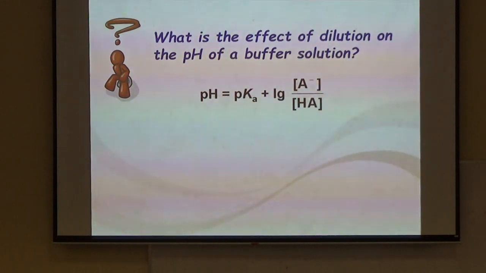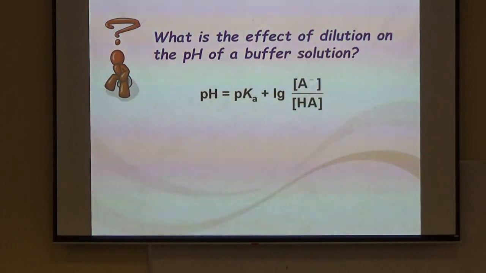Okay. Now, I think this question is on page 20 of the notes. What is the effect of dilution on the pH of a buffer solution? Okay, so look at the equation. You have pH, which is what you want to find out, and you have pKa. Think to yourself, what is affected? What affects Ka? What kind of change can affect Ka?